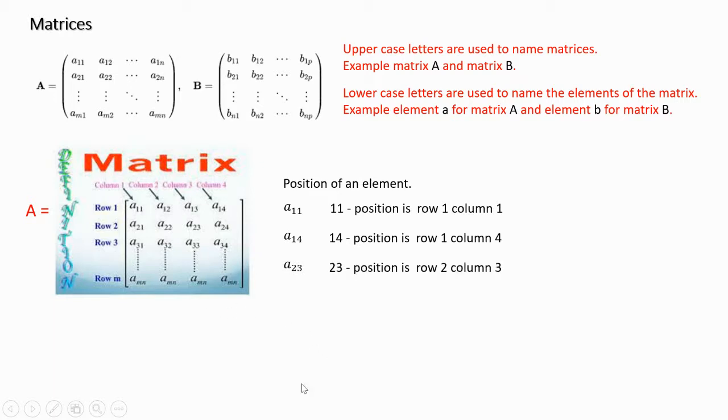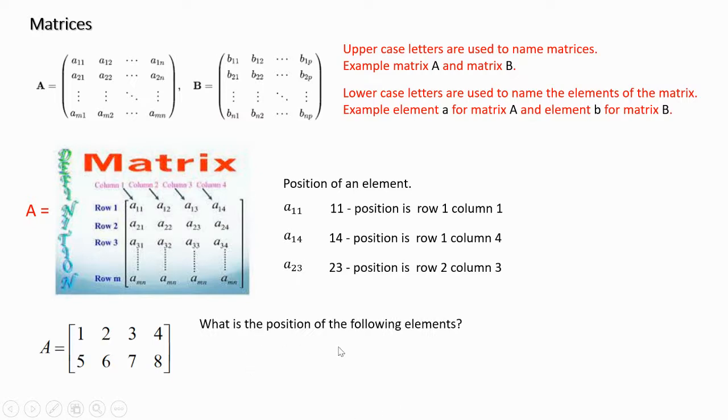Right now I'm going to give some examples with real matrices, so you know about the positions of the elements. Here we go. What is the position of the following elements? For example, a13. What would it be, guys? Somebody? What number?